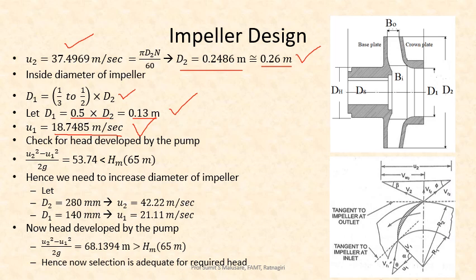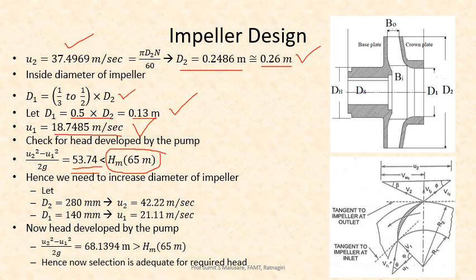Now see, this is a standard formula. From this we notice that (u2 squared minus u1 squared) upon 2g is equal to 53.74 meters, which is less than the value of Hm, which is equal to 65 meters. It means that with these assumptions, we won't get the total amount of head.